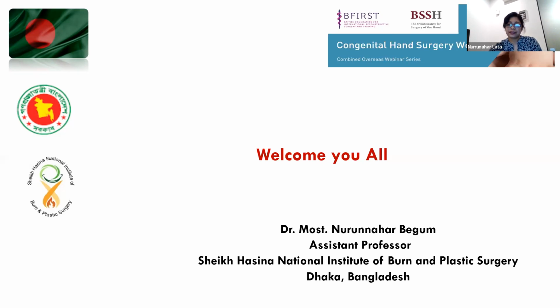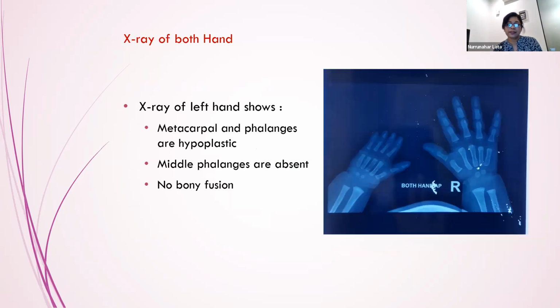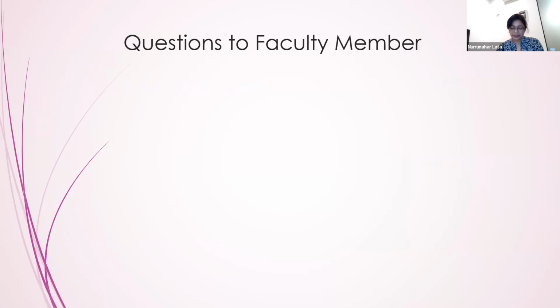My first case: Aisha Siddiqa, an 8-month-old girl, presented to us with shortening and incomplete fusion of the medial 4 fingers and narrowing of the first web of the left hand. X-ray findings show metacarpals and phalanges are hypoplastic, middle phalanges are absent in the left hand, and there was no bony fusion. Now, I would like to request our honorable faculty member, Dr. Rob Baines, to give opinion regarding management of this case.